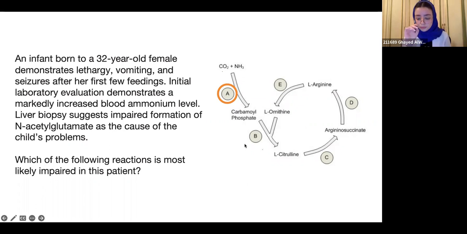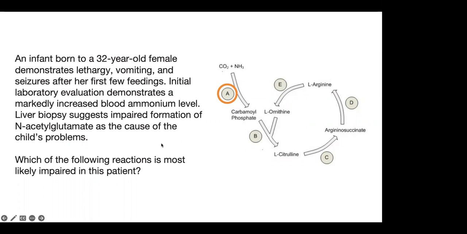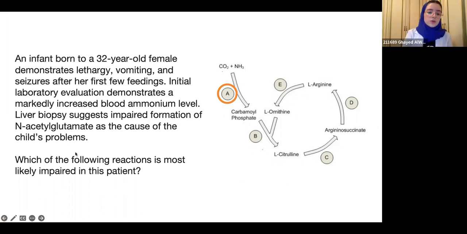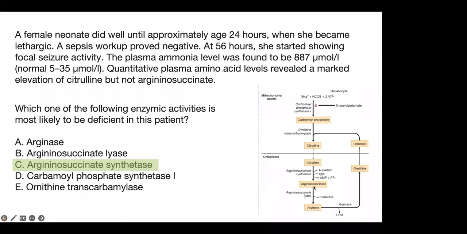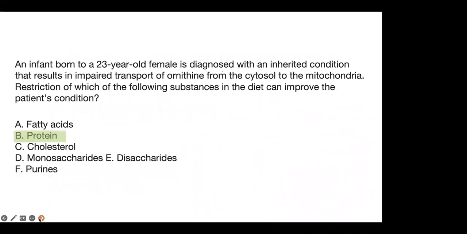Make sense? Yeah, but why is D wrong? Because I thought arginine was supposed to activate the N-acetylglutamate. So then the carbamoyl phosphate synthetase won't be activated. Okay, so you mean that, wait, can you repeat your question, please? So I picked D because D is where arginine is produced, which activates N-acetylglutamate. So if N-acetylglutamate isn't activated, then carbamoyl phosphate synthetase 1 is not activated then.